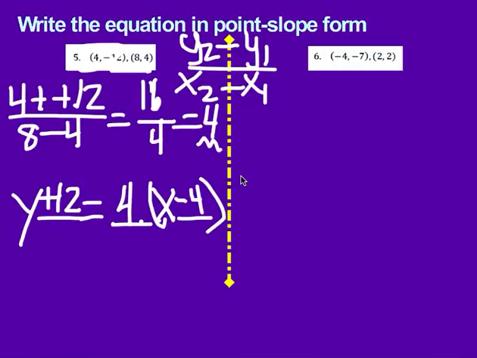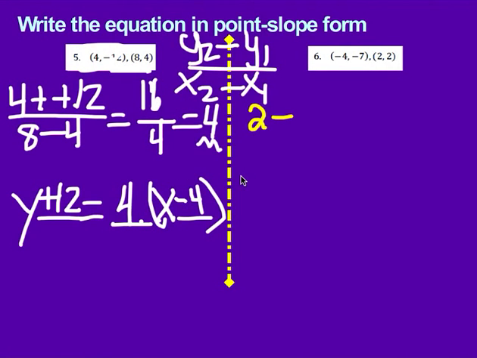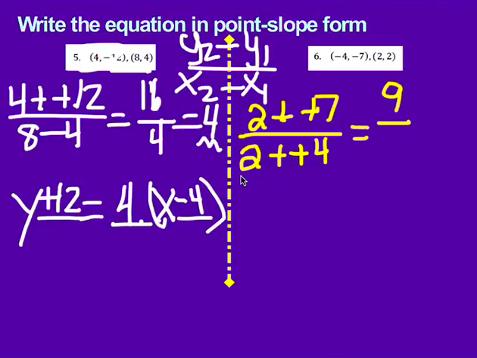You also could have done y minus 4 is equal to 4 times x minus 8. That would have worked as well. So let's go ahead and take a look now at number 6. So we're going to do y2 minus y1, minus a negative becomes plus a positive, over x2 minus x1, again plus a positive. So now I'm going to get 9 over 6.